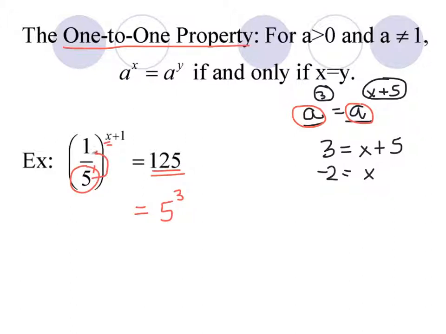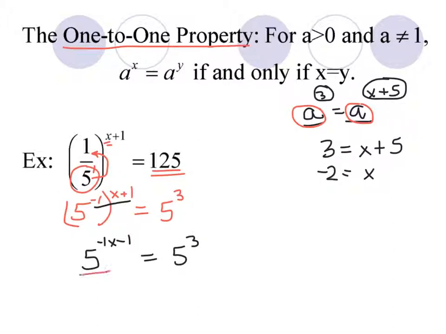If I move it to the top, I have 5 to the negative first inside, raised to the x plus 1. So this is similar to our first problem. We were trying to get that common base. Now, our exponent rules say that I need to multiply those together, so I'm going to distribute and make that 5 to the negative 1 times x minus 1 power equals 5 to the third.